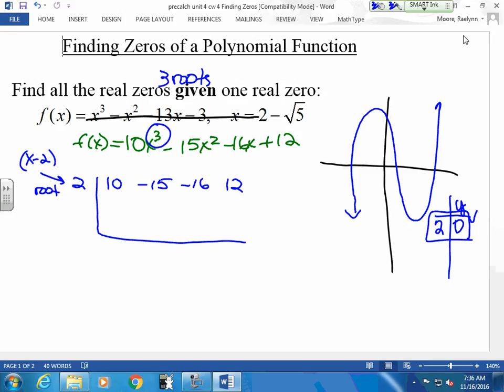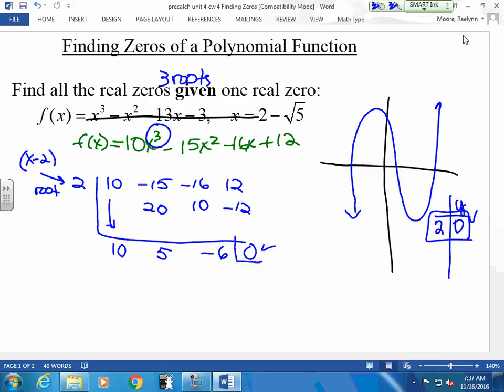So we're going to drop the 10. And we're going to synthetically divide this out. So much easier than a long division. 2 times 10, 20. Add it down. What do you get? 5. Now what? 2 times 5, 10. Add it down. Negative 12. Ah, this in fact came out to be a 0.